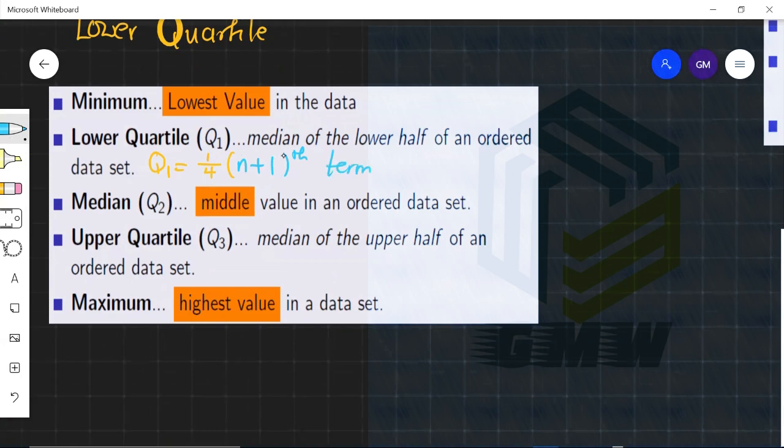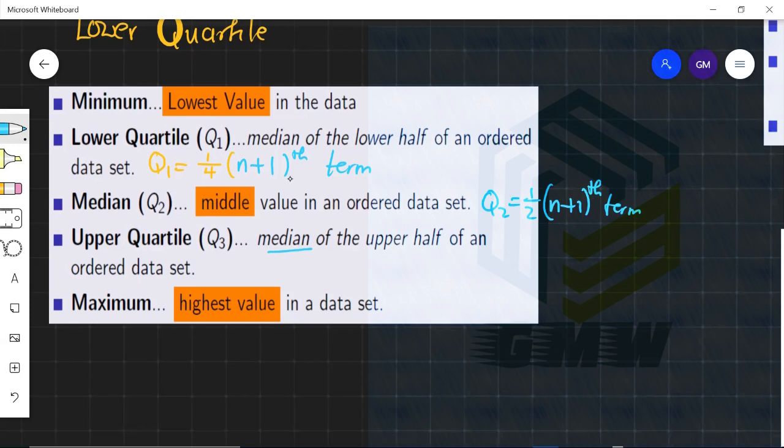It is the median of the lower half of an ordered data set, Q1. Then we have Q2, which is the median, the middle value of the ordered data set. Q2 can be calculated by the (n plus 1) over 2 th term. Then Q3 is the median. We now know how to calculate median, so when we do examples, I'll put these definitions into application.